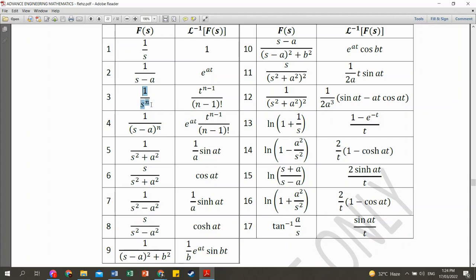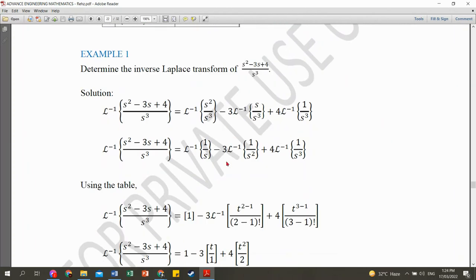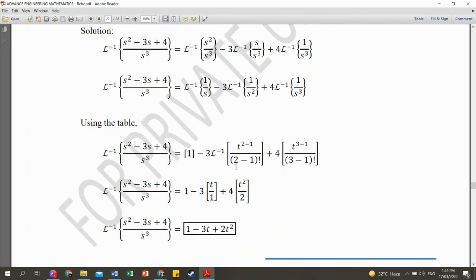So, this is it. That's 1 over s raised to n, where n is equal to 2. Therefore, you have t raised to 2 minus 1 all over the quantity of 2 minus 1 factorial. You have t raised to 2 because n is equal to 2, so t raised to 2 minus 1 all over the quantity of 2 minus 1 factorial.